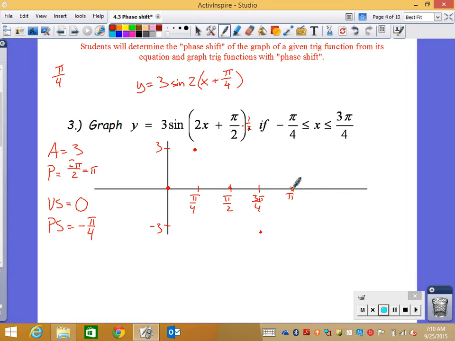But remember, I'm phase shifting it negative pi over 4, so I have to move everything over 1 increment, since my increments go up by pi over 4. So this one comes over here. This value comes over here. This 0 value comes over 1 increment, over 1 increment, and then over 1 increment. And now I just connect the curve.